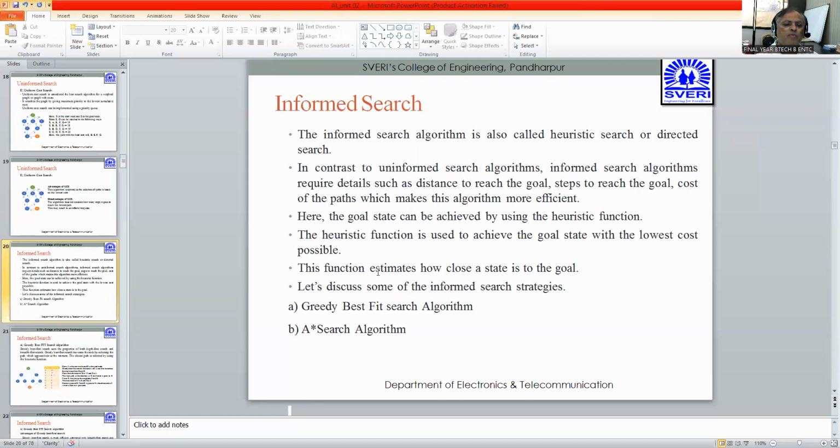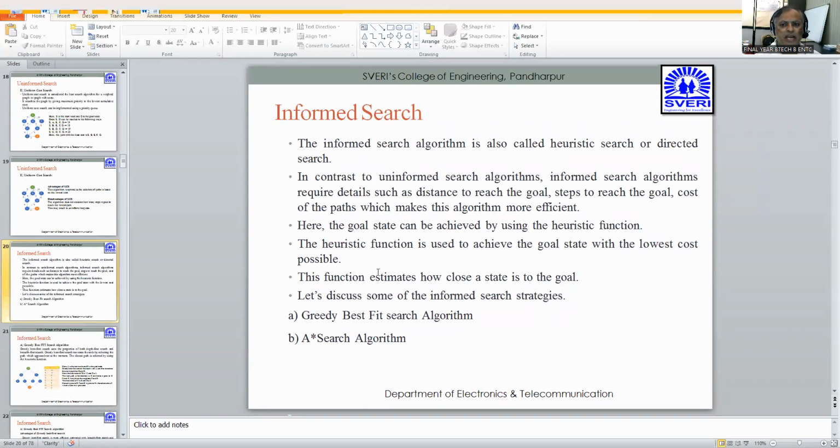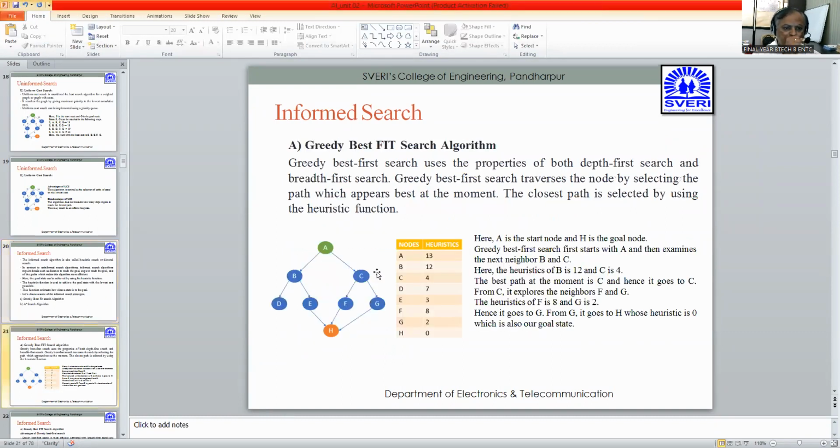Let's discuss some of the informed search strategies. So जैसी uninformed search strategies 6 थी, इसमें भी आपको कुछ strategies study करना है. First is the greedy best first search algorithm. Second is the A star search algorithm. So there are two best search strategies in these informed search strategies. Let us start with the first one, the greedy best first search algorithm.